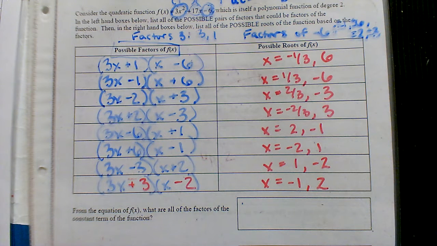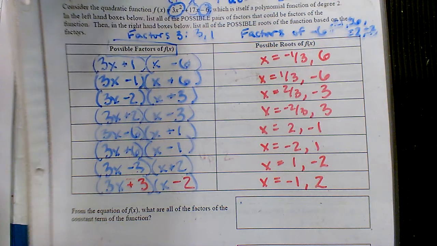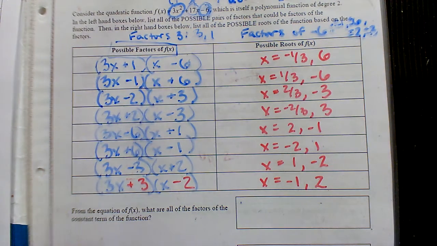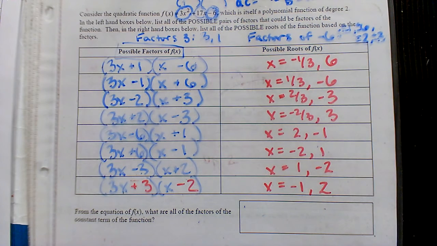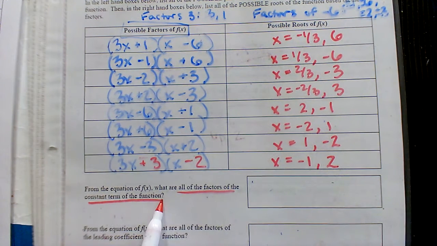Okay, so we're going to analyze this chart a little bit more in depth, and then we're going to eventually apply this to larger polynomials. This was a quadratic of power of 2. We know we can get larger than that. We can get cubic, we could get quartic, we could get quintic, okay, but this process really isn't going to change. So from the equation, what are all of the factors of the constant term?